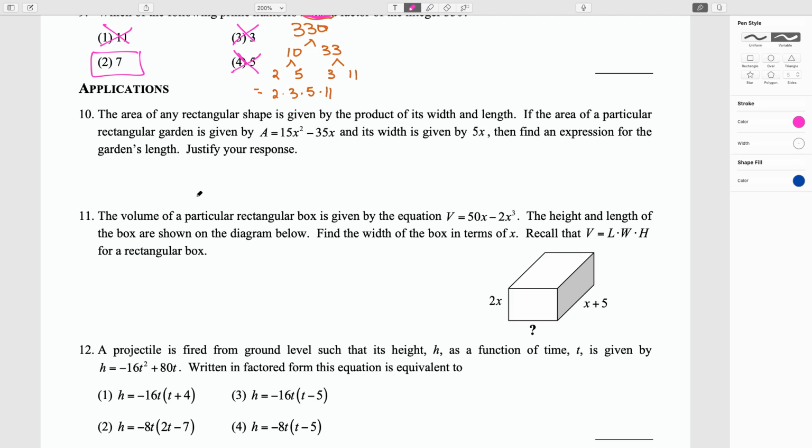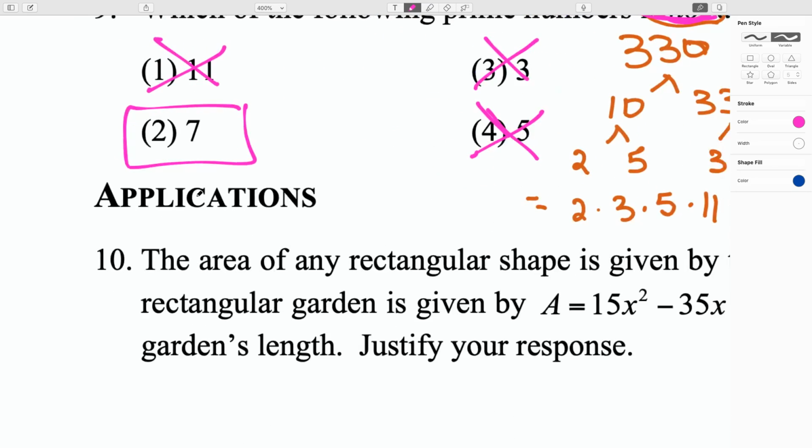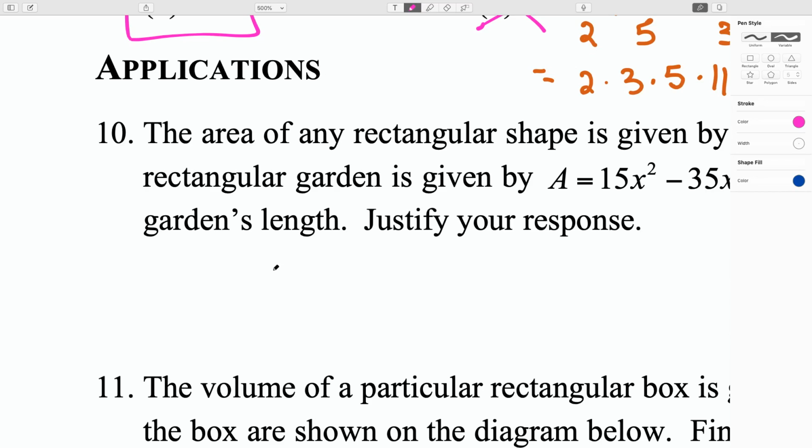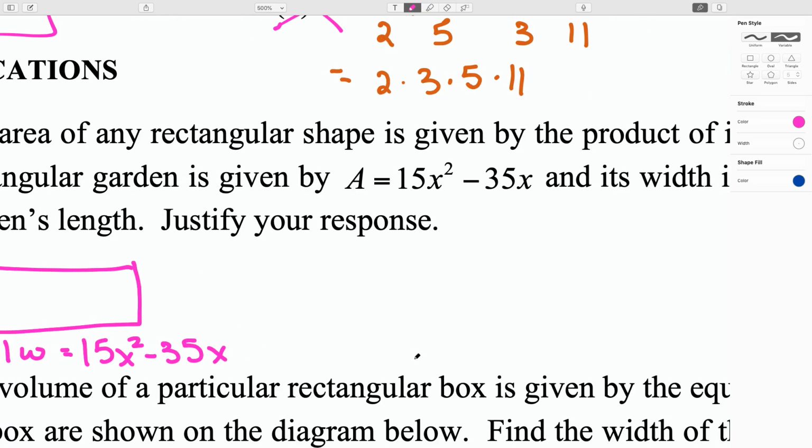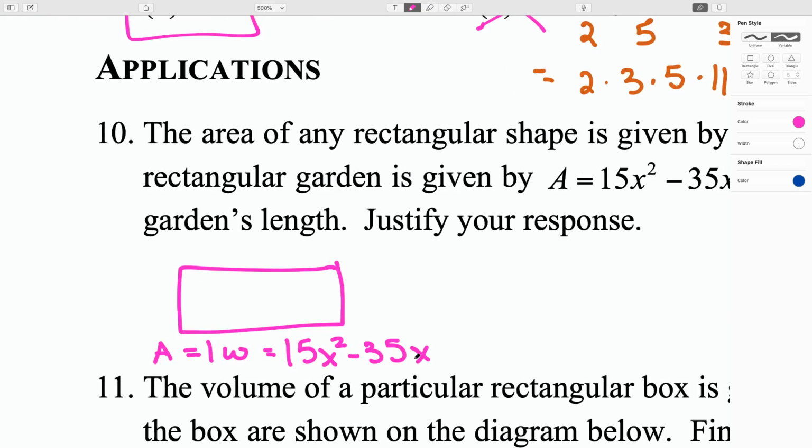Whenever they start talking about shapes, people, draw it. If you're like me, you're a visual learner. So I'm going to need a rectangle, and I'm also going to need some space. Okay, here's my rectangle. I know the area is length times width, which is 15x squared minus 35x. I also know the width is 5x. We need to find the length.